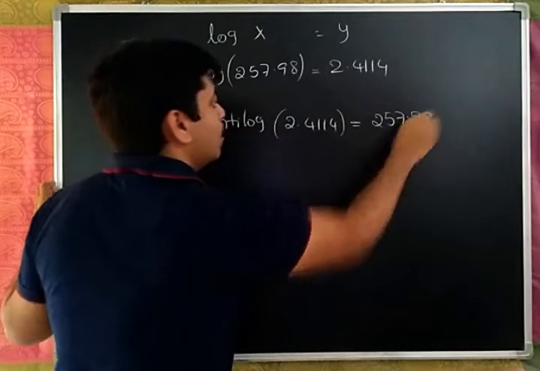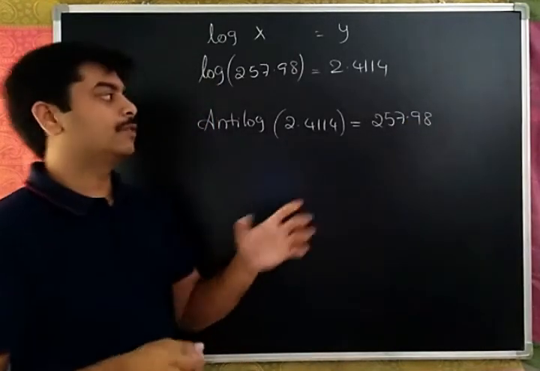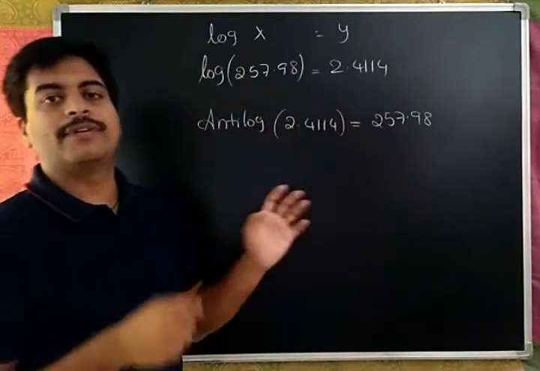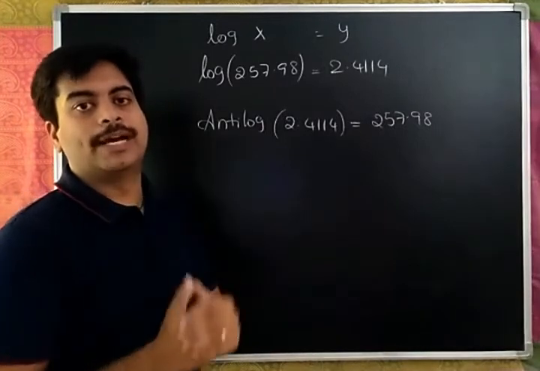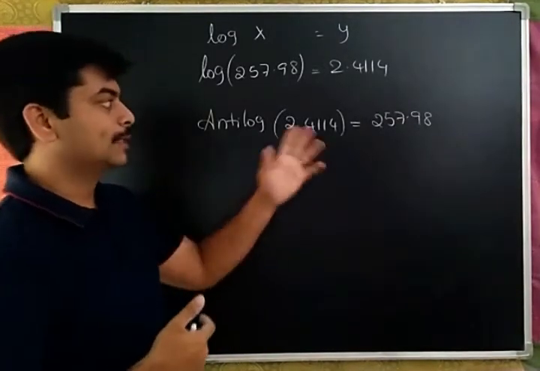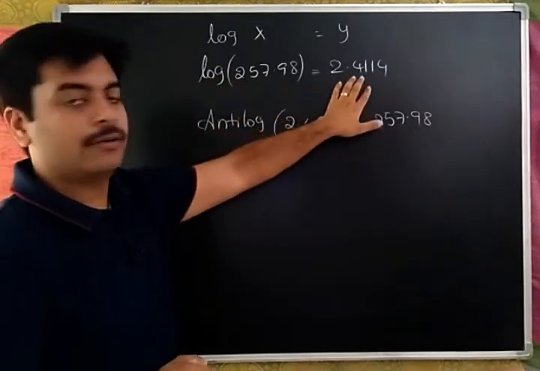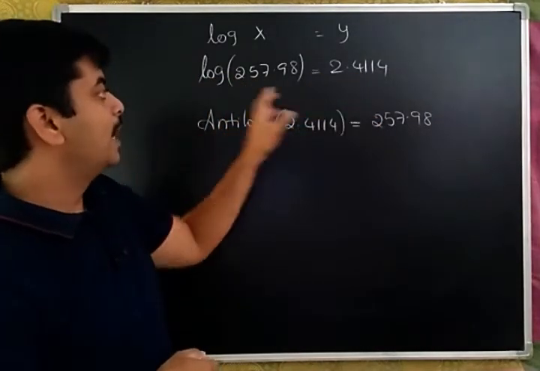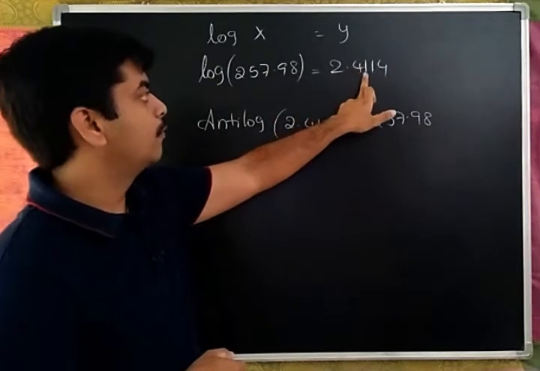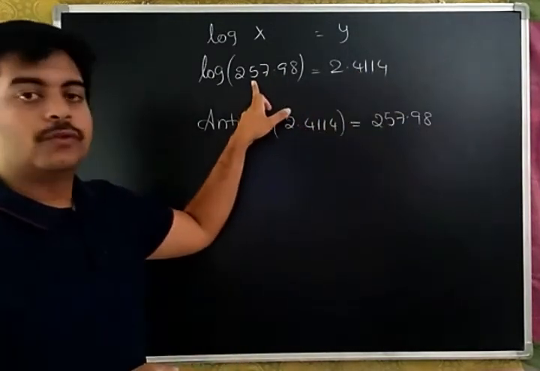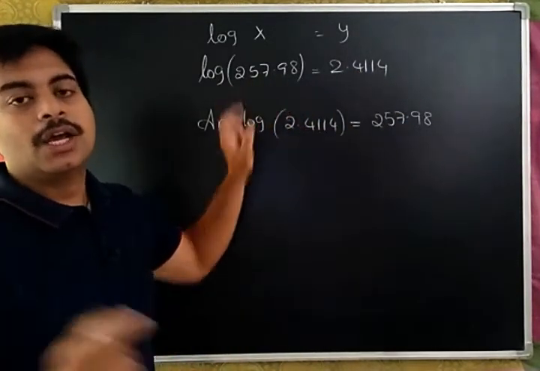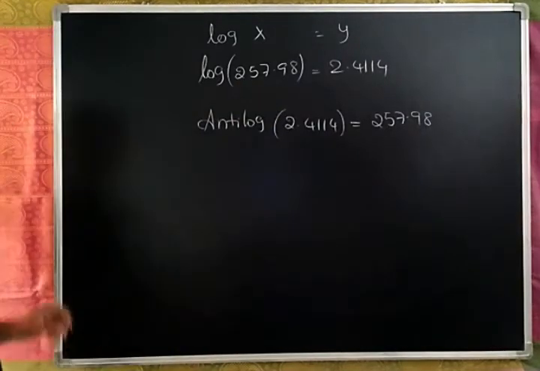257.98. One thing, logarithms are approximate values. We may not get the exact value, but we will get a very approximate value, which depends on the decimals we use. So logarithm of 257.98 is 2.4114. The reverse of that, anti-log of 2.4114, will be around 257.98. Quickly, let us see some examples.